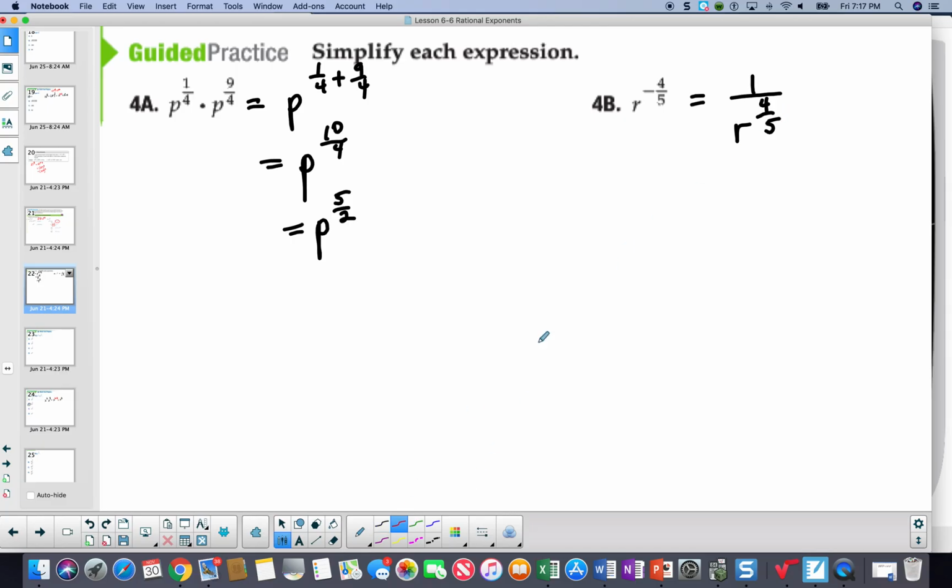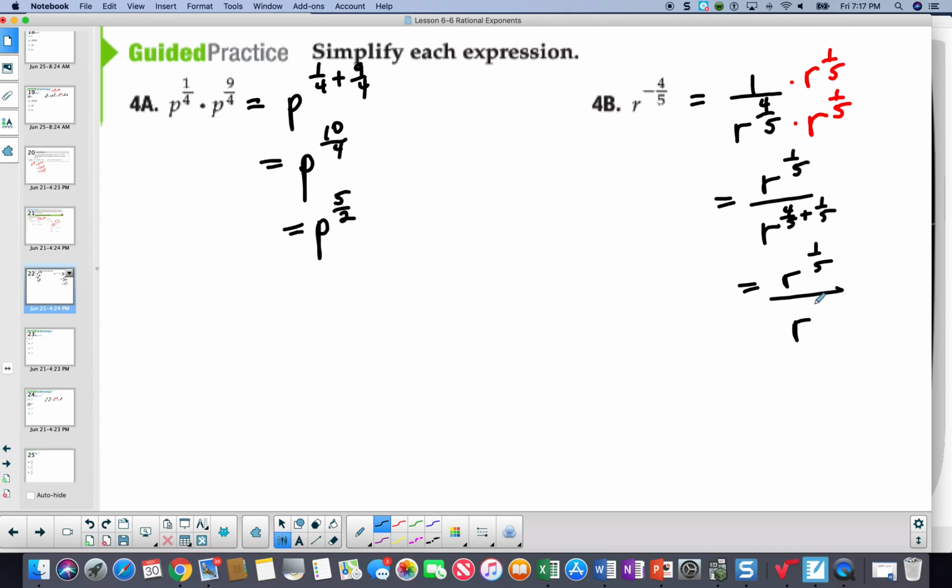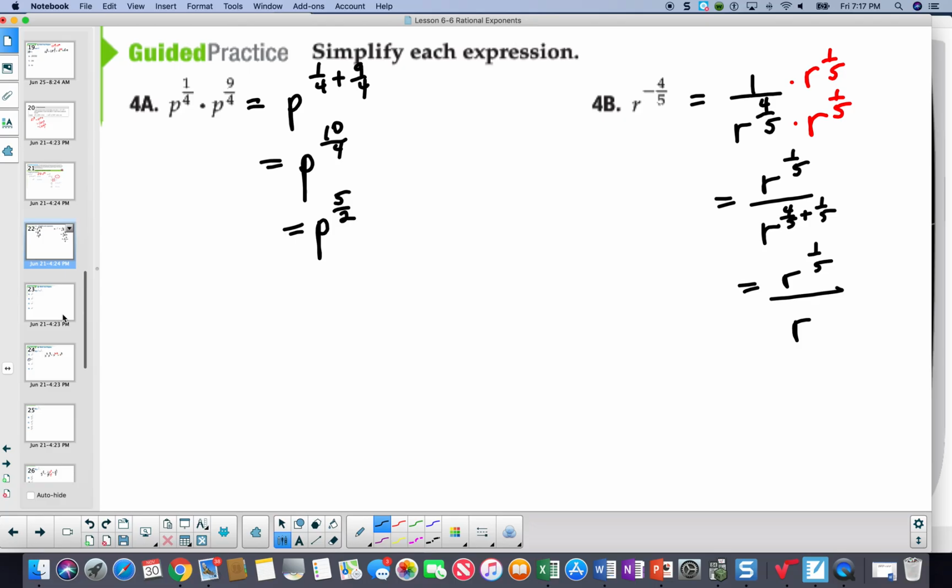Now I'm not allowed to keep a fractional exponent in the denominator, so I'm going to multiply by r to the 1/5. Why? Because when I add these, it'll be 1. But whatever I do to the denominator, I must do to the numerator. And so my expression will be r to the 1/5, and then this will be r to the 4/5 plus 1/5. This will be r to the 1/5, and this will add up to 1. And I'm not going to put a 1 right there. And that is a good standard form there where we don't have a fractional power in the denominator.